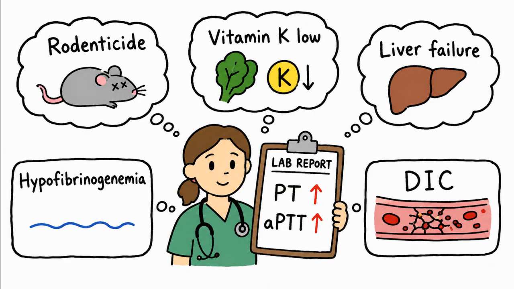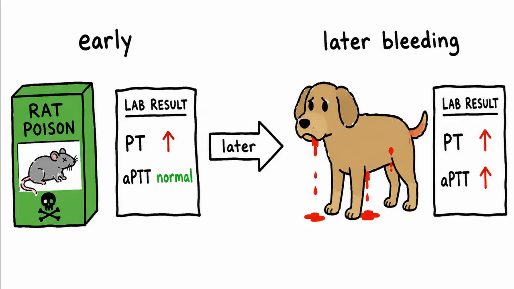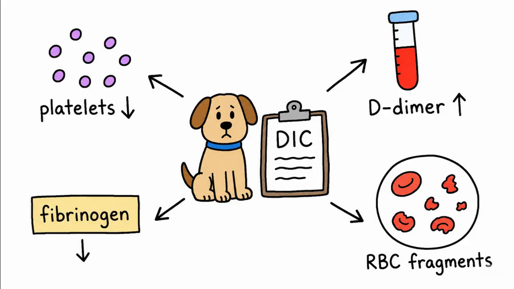When both PT and aPTT are prolonged, the veterinarian should consider multiple factor or common pathway abnormalities, including advanced anticoagulant rodenticide poisoning, severe vitamin K deficiency, liver failure, hypofibrinogenemia, or disseminated intravascular coagulation. In rodenticide poisoning, PT usually increases first, but by the time visible hemorrhage develops, both PT and aPTT are commonly prolonged. DIC may also produce thrombocytopenia, increased D-dimer or fibrin degradation products, decreasing fibrinogen, and fragmented red blood cells.